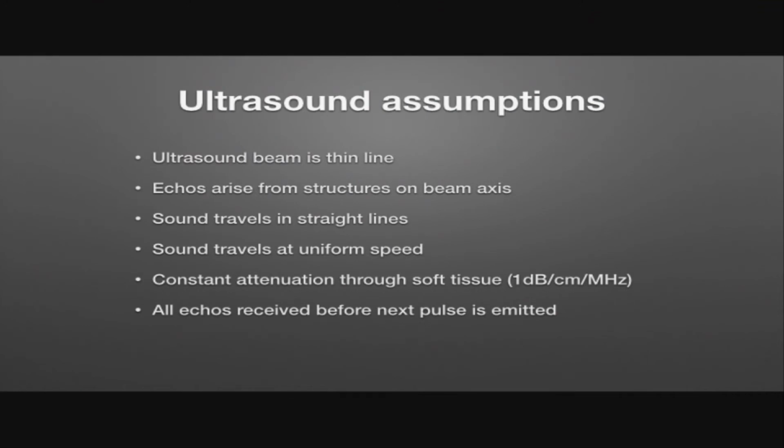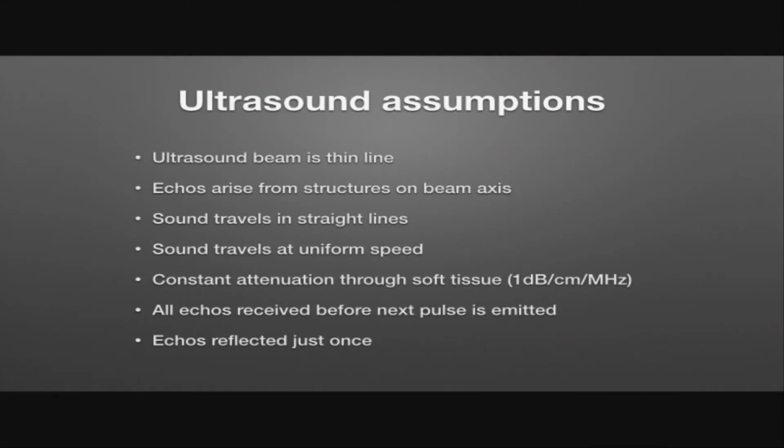The machine assumes that all echoes are received before the next pulse is emitted. We know that you can get reflection artifacts, and these are an example of sound traveling further than the machine assumes. And finally, it assumes that all echoes are reflected just once. As we know, with mirror image artifacts or refraction artifacts, these echoes can be reflected at many different areas, and that can give incorrect anatomical locations, if you like. And again, it's just important to be able to recognize these.